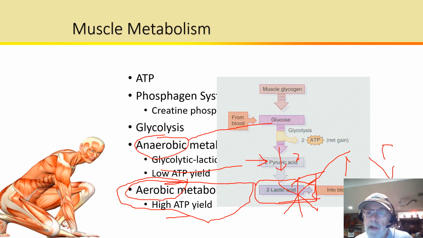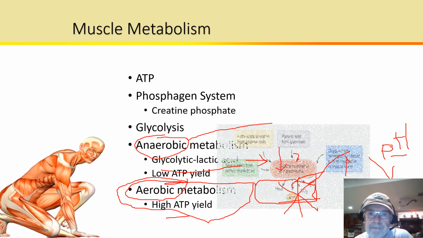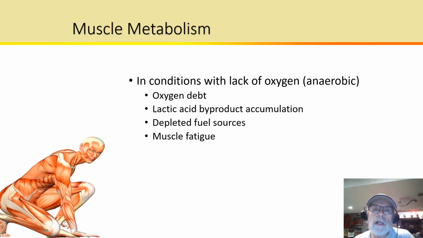Okay, and the pH is basically the acidity of the blood. So if the pH is low, it means the blood is more acid. If the pH is high, it means that blood is more basic. So basically this lactic acid is not the way we really want to go, and that's by low energy, low oxygen, low ability to produce ATP. In conditions of lack of oxygen or anaerobic conditions with an oxygen debt, lactic acid, like I mentioned, is a byproduct and accumulates, which does cause muscle cramping, muscle soreness, and stuff like that. And we have depleted fuel sources much faster.